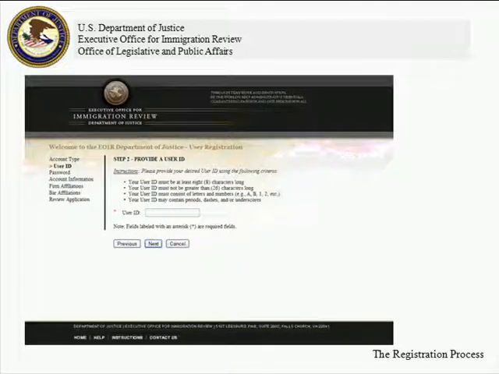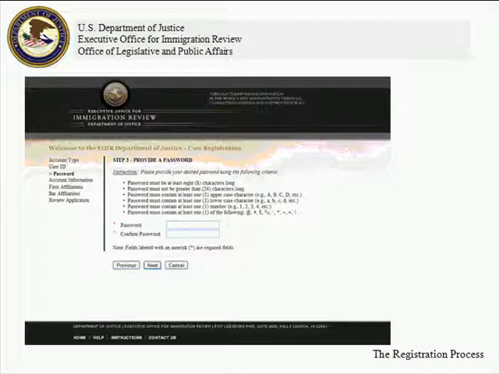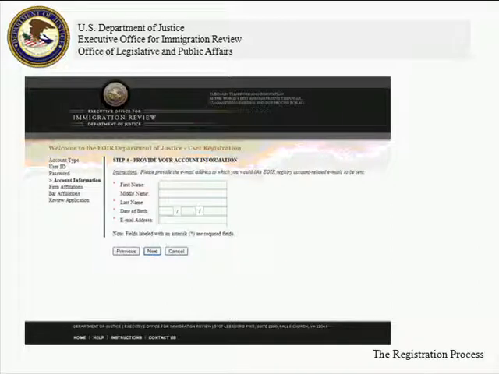Here is when you choose your user ID, and it gives you the standards for your user ID, many of which you've probably seen before in other internet requirements. Same thing with your password. It will tell you what you need to do with your password, also of your own choice within those constraints. Then you provide your account information, what we've discussed already: your name, your date of birth, your email address.